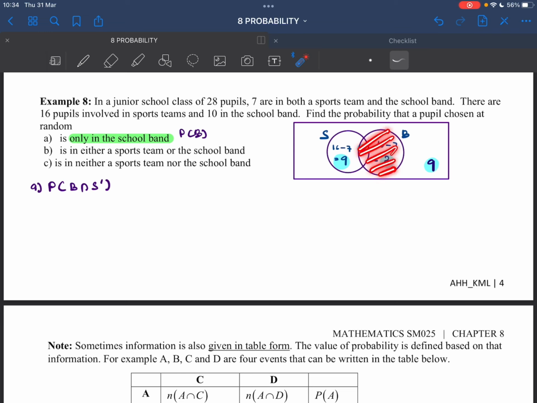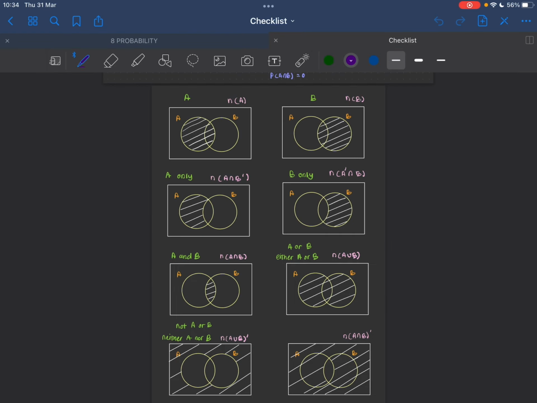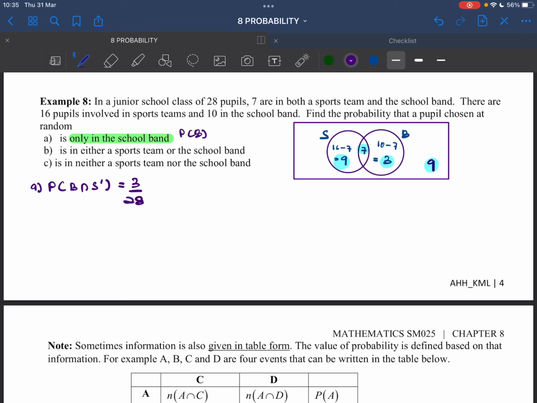If the question said in the school band, that will be 10. Okay, but the question said only in the school band, so this one cannot be included, so only this one here, so that will be 3 over 28. Okay, 3 over 28. Remember your Venn diagram here, this is only in school band, this is in school band. Okay, can you differentiate between those two? Okay, let's see the second one.